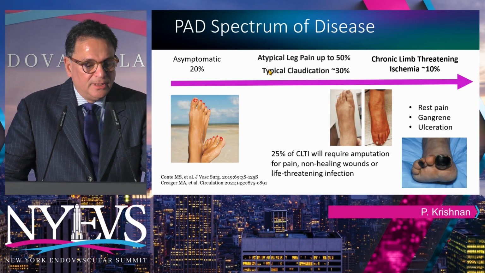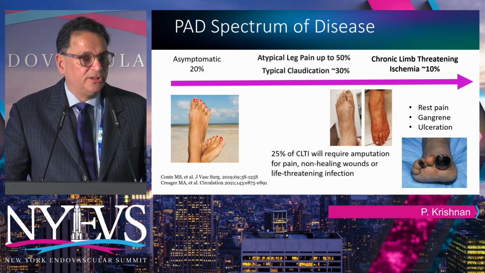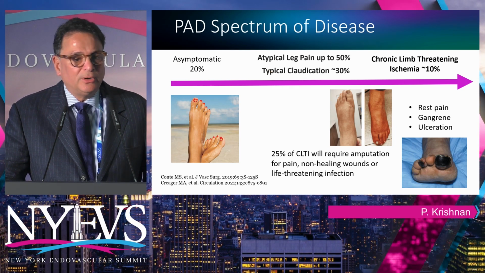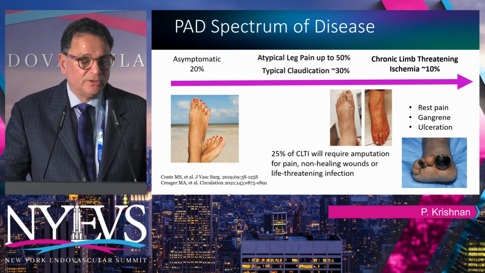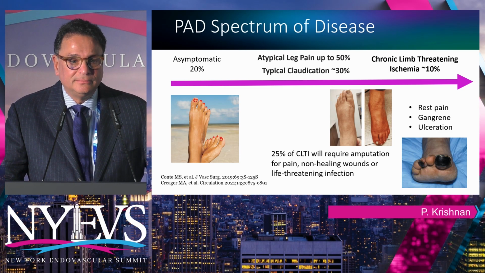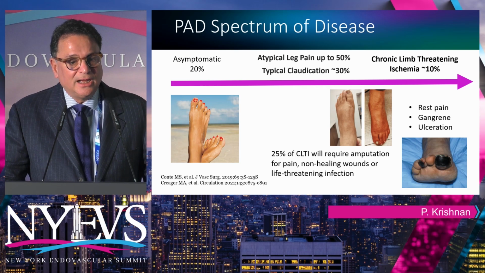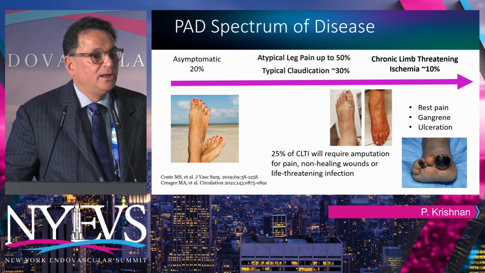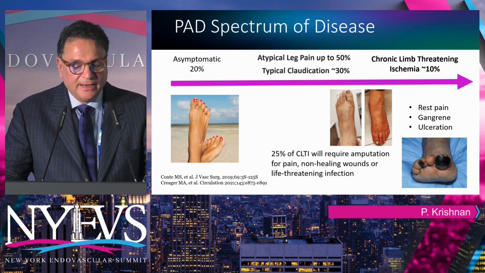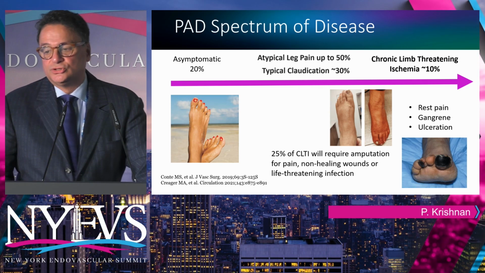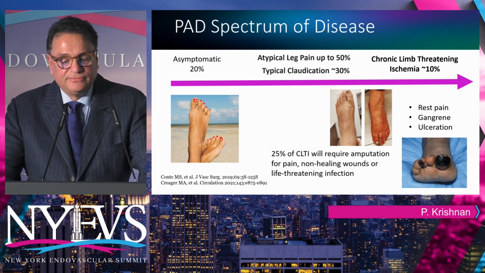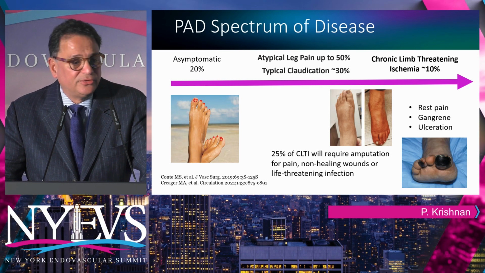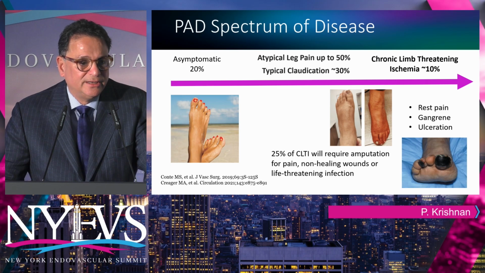So it's a spectrum. And when you look at the spectrum of PAD, this is why I talked about podiatry being so important for diagnosis of atherosclerosis. 20% of the patients who have early atherosclerosis are totally asymptomatic from their PAD. But that is the early diagnosis that needs to be made to prevent the cardiovascular outcomes that are already brewing in the heart arteries. Atypical leg pain is going to be the majority of the patients that you see, 50%. Only about 30% will be claudicants. And chronic limb-threatening ischemia generally is less than 10% in the population.